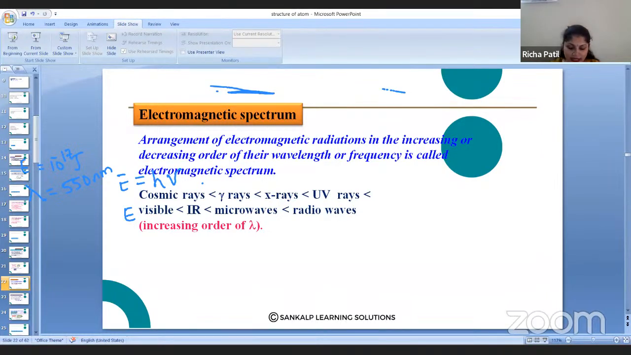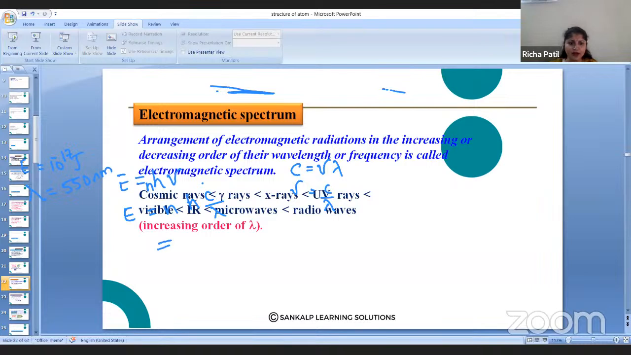E is equals to h nu. We have to find the number of photons, so you have to take E is equals to n h nu. You have to find the number of photons, n. So now E is equals to, so what is given? Wavelength is given. So you have to replace this by c is equals to nu lambda. So nu is equals to c by lambda. So write this, E is equals to n into h c by lambda. So this will give you what? Substitute the values.